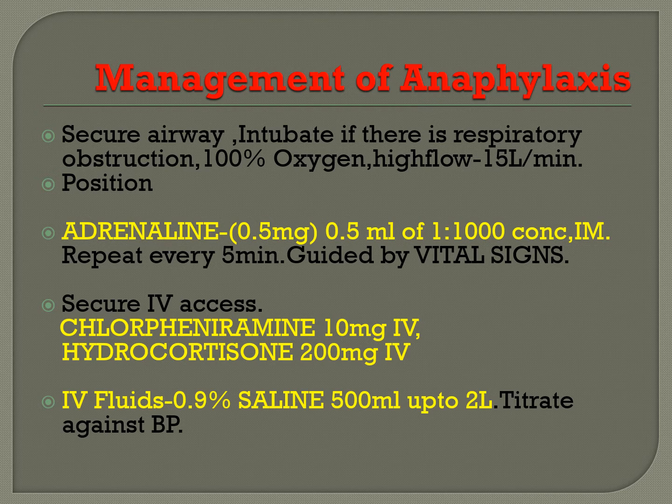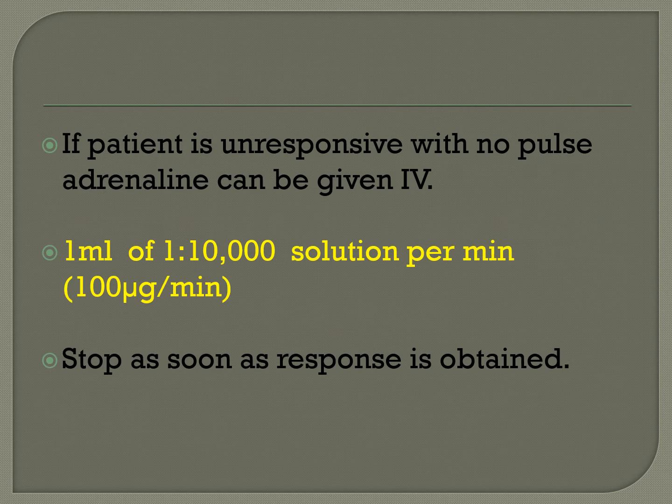IV fluids like 0.9% saline, 500 ml up to 2 liters, titrated and aiming for the blood pressure. So this is the most important part for the management of anaphylaxis. And if the patient is unresponsive with no pulse, adrenaline can be given, but the concentration will be different. 1 ml, that means 1 in 10,000 dilute solution, per minute. Stop as soon as a response is obtained.